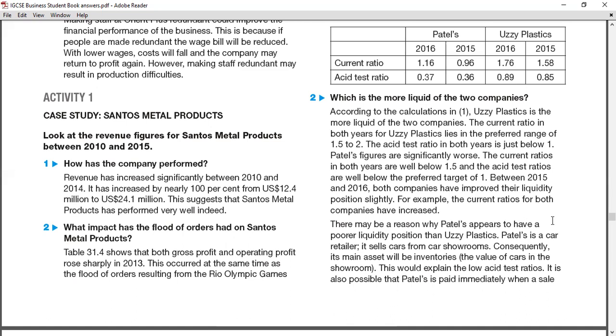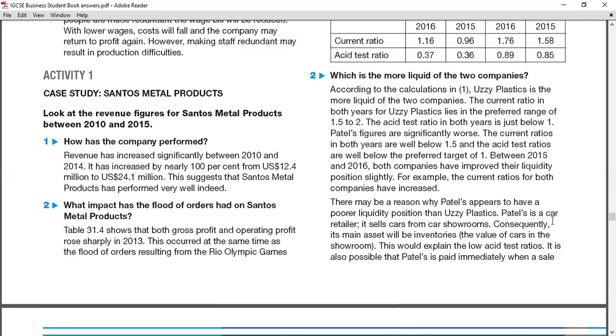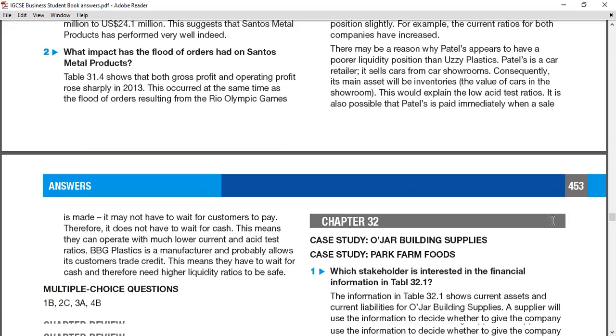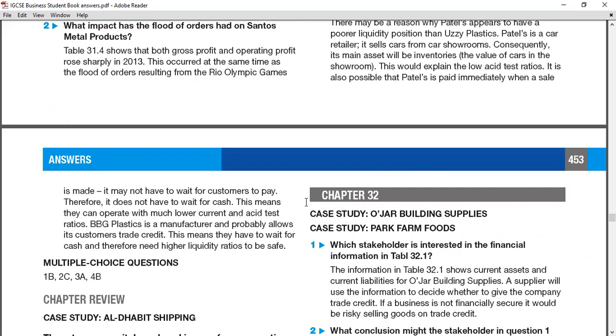It is also possible that Patels is paid immediately when a sale is made. It may not have to wait for customers to pay. Therefore, it does not have to wait for cash. This means they can operate with much lower current and acid test ratios. USI Plastics is a manufacturer and probably allows its customers to trade on credit. This means they have to wait for cash and therefore need higher liquidity ratios to be safe.